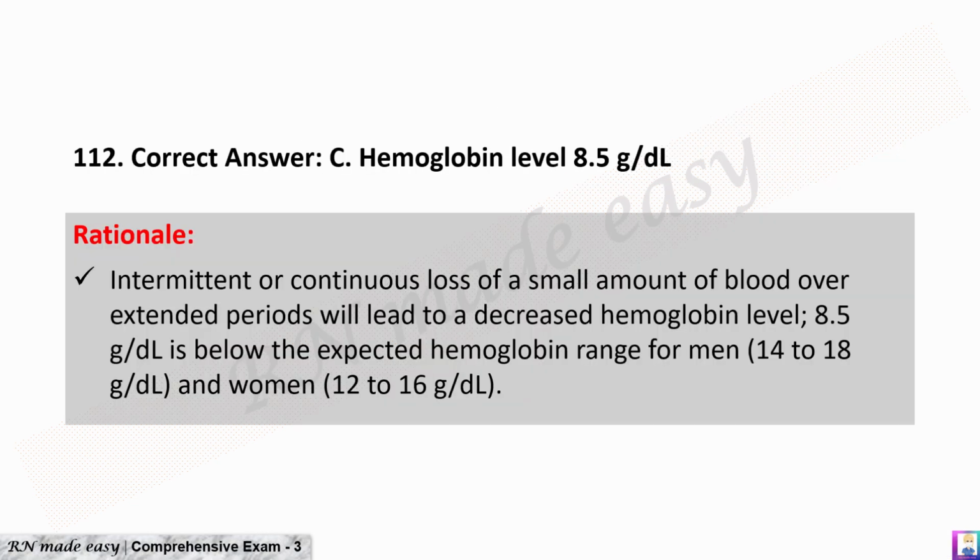The correct answer, C. Hemoglobin level 8.5 grams per deciliter. Rationale. Intermittent or continuous loss of a small amount of blood over extended periods will lead to a decreased hemoglobin level. 8.5 grams per deciliter is below the expected hemoglobin range for men, 14 to 18 grams per deciliter, and women, 12 to 16 grams per deciliter.